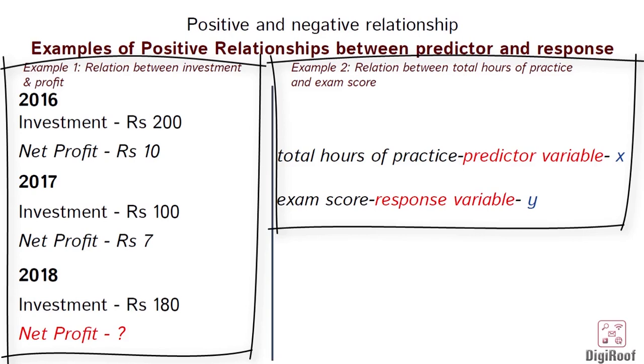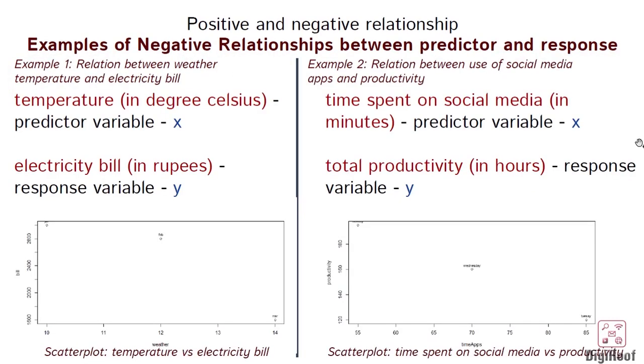By positive relation, we mean when the predictor variable is increasing, the response variable is also likely to increase. And the opposite situation is also true, that is, when the predictor is decreasing, the response is also decreasing. The other scenario, where the variables share a negative relation, would happen if the response variable moves in the opposite direction of the predictor variable. So if the predictor variable increases, the response variable would decrease, and if the predictor variable decreases, the response variable would increase.